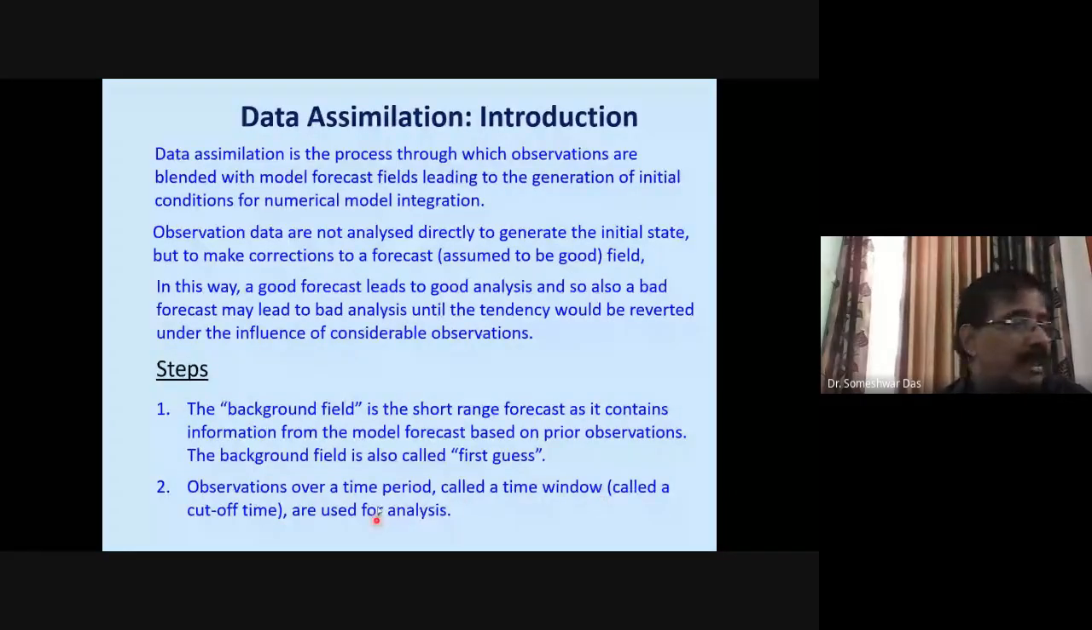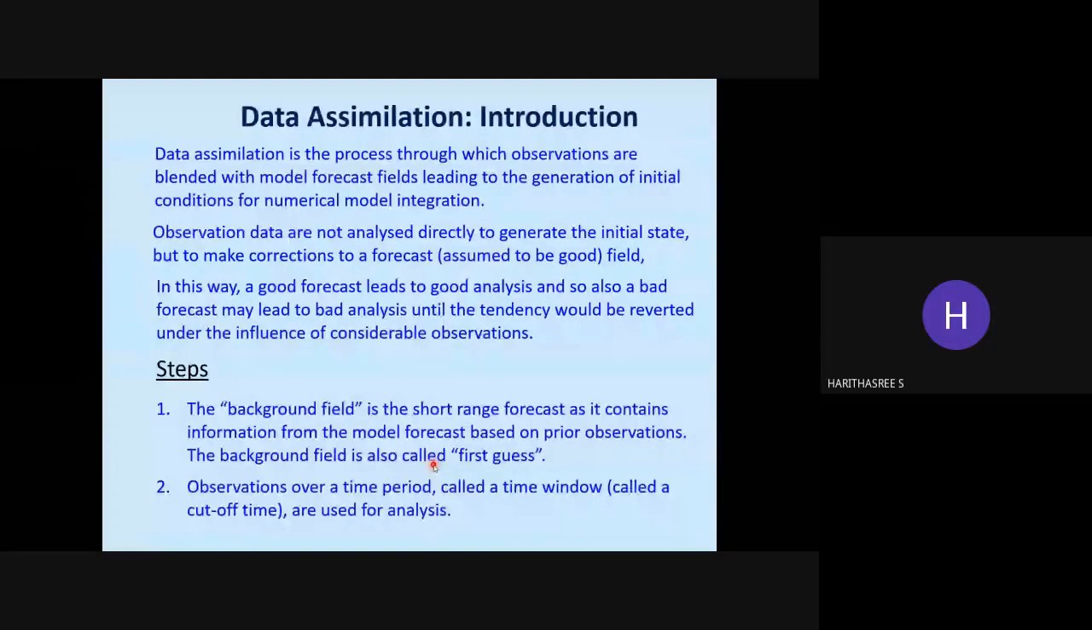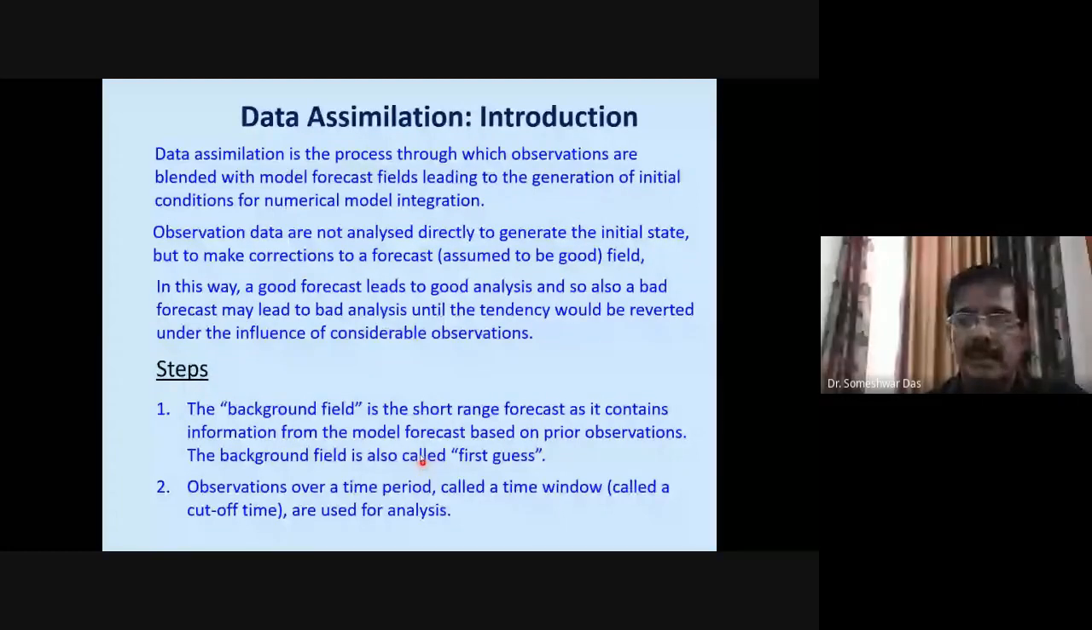Now, what is this cutoff time, observation window? Say, for example, you are making an analysis at 00 UTC, right? Now, what is 00 UTC in terms of IST? 5:30 a.m. Yes, 5:30 in the morning, right? So you are assuming that the analysis at 5:30 in the morning uses all the observations collected at 5:30 a.m., 00 UTC. But actually, it is not so.